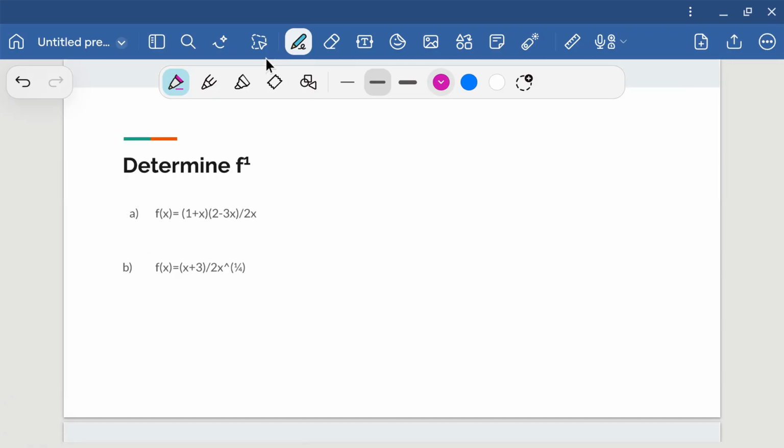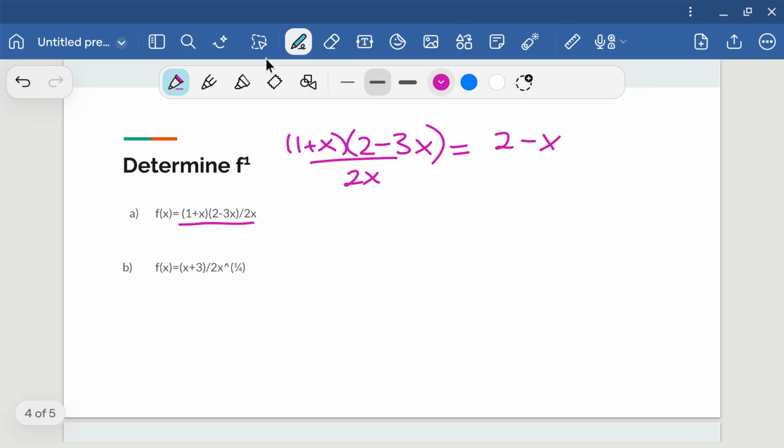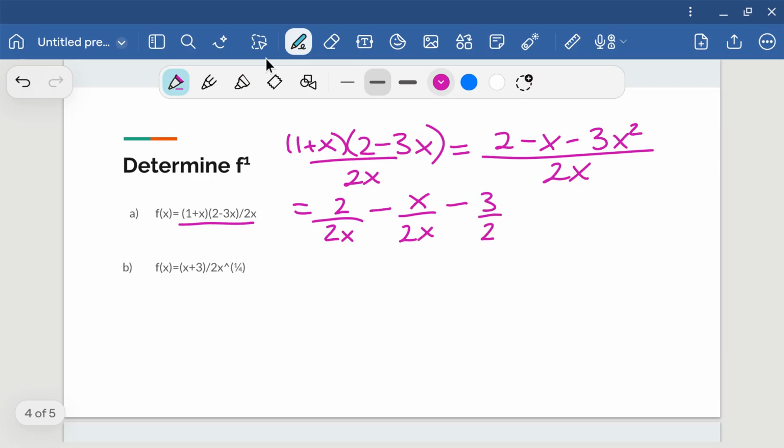Whenever we're doing these examples, we do want to simplify the expression first. So in this case, you have (1 plus x) times (2 minus 3x), and this is all over 2x. Let's expand the top and collect like terms, and you'll end up getting 2 minus x minus 3x squared, all over 2x. Then we can take each term in the numerator and divide it by the term in the denominator. So this would be 2 divided by 2x, minus x divided by 2x, minus 3x squared over 2x.